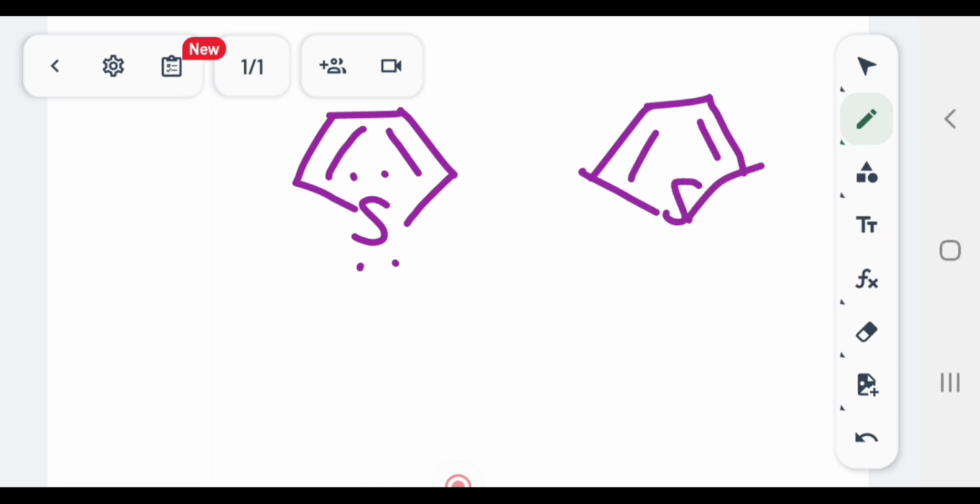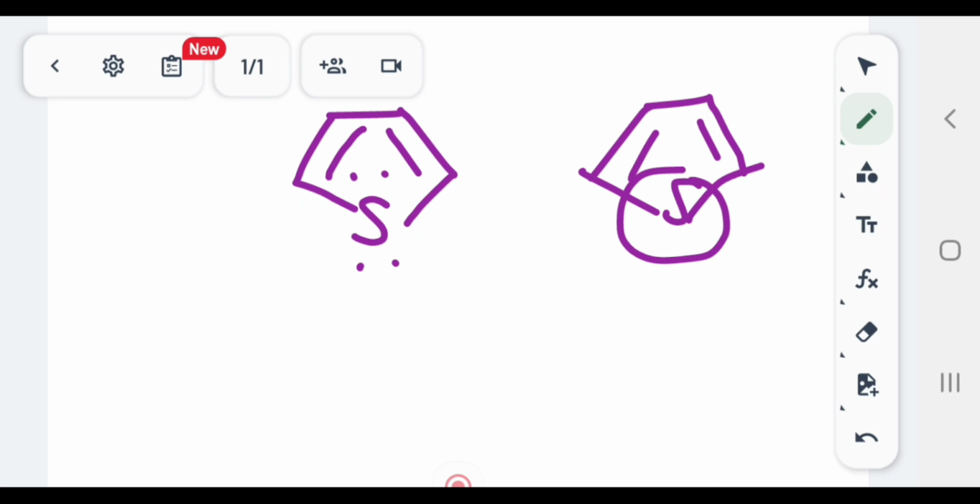You must know that sulfur comes under the oxygen family: oxygen, sulfur, selenium, tellurium, polonium. So, you must know these things. Since oxygen has two lone pairs of electrons, sulfur should also possess two lone pairs of electrons. I have already told you the concept.